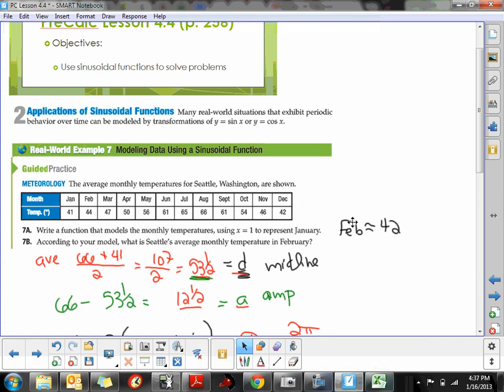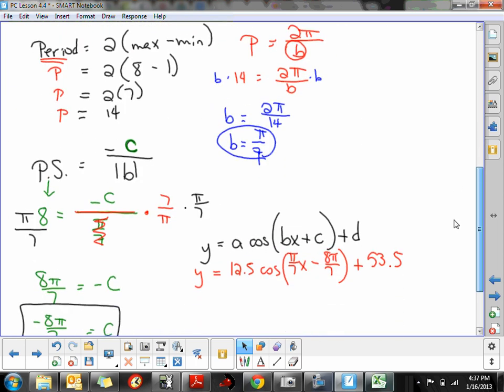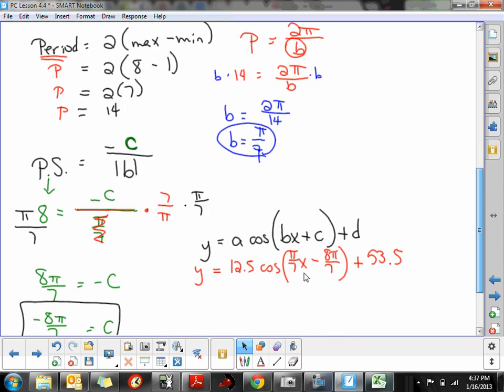So what I've tried to do is give you a video to see how you can use your scatter plot and how you can use your ideas of finding your midline, your amplitude, your phase shift, and your period to get an equation that you can place into your calculator to model data, and from that you can use it to predict different temperatures throughout the year.